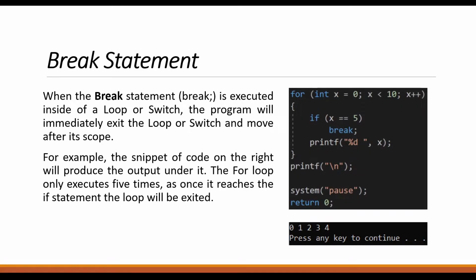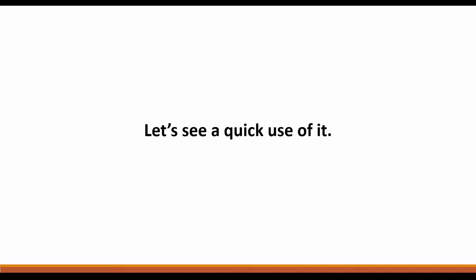When the break statement is executed inside of a for loop or switch, the program will immediately exit the loop or switch and move after its scope. For example, the snippet of code on the right will produce the output under it. The for loop only executes 5 times, technically 6, because once it reaches the if statement, the loop will be exited. Let's see a quick use of it.